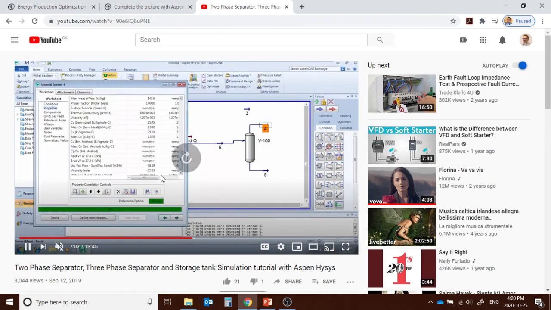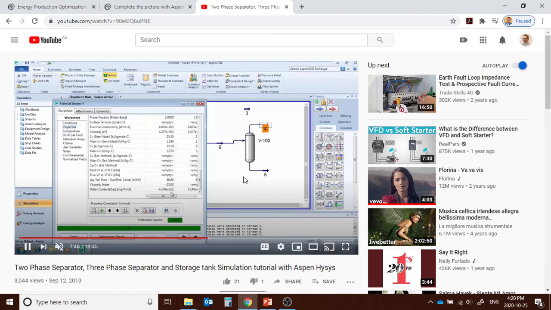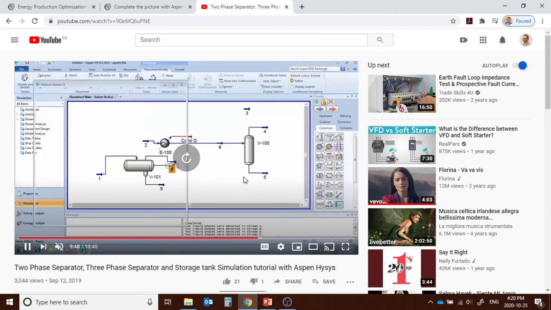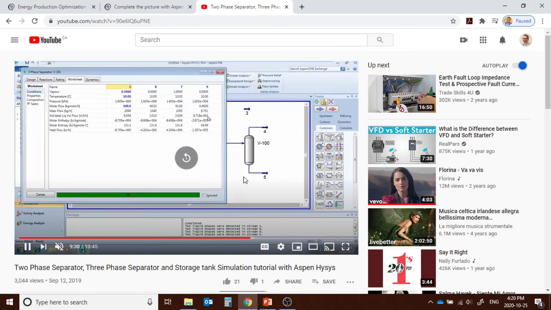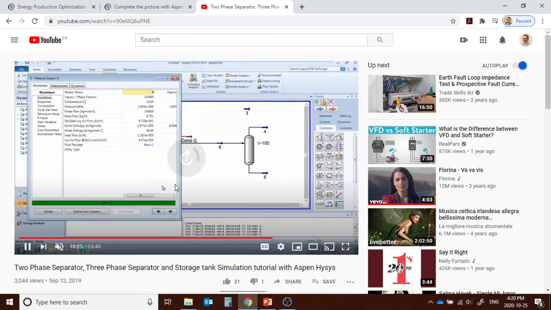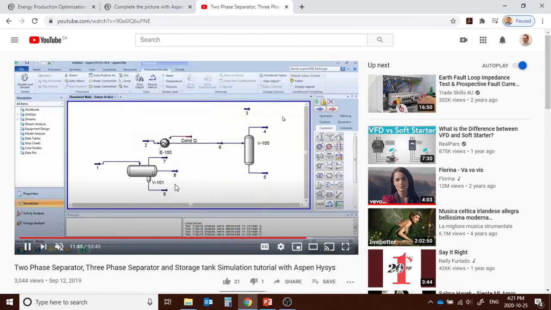And later on we defined the condenser, where we actually defined how much power input is required for this whole process. And here is another separator we included, another three-phase separator. So this is how you can easily do all this simulation using Aspen HYSYS, to design the process.